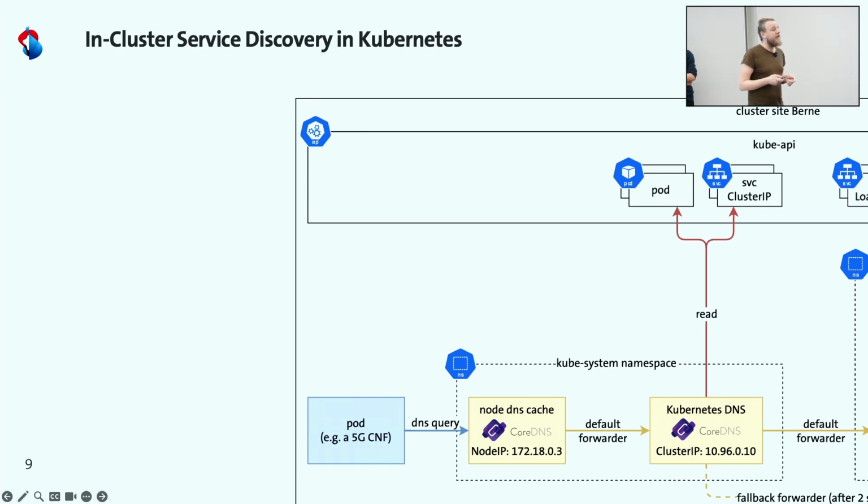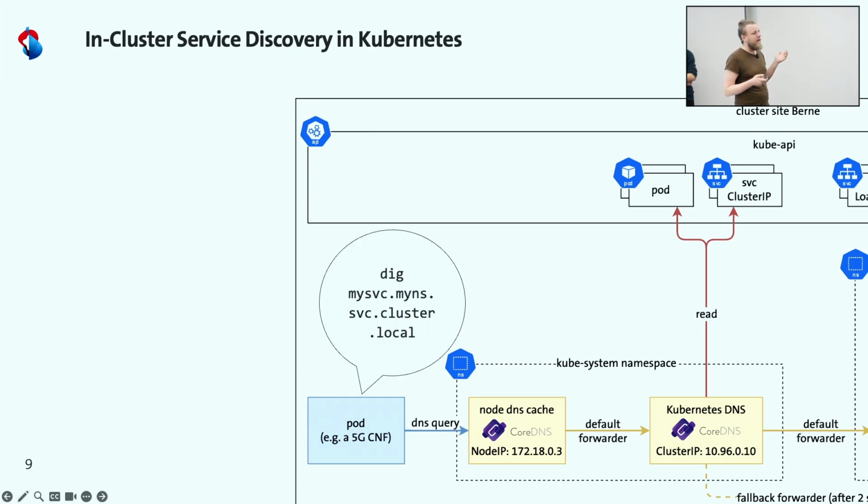So assume we have a pod that wants to know the IP address of a service. This pod will do a DNS request to its default name server or name server configured in the resolv.conf, right?